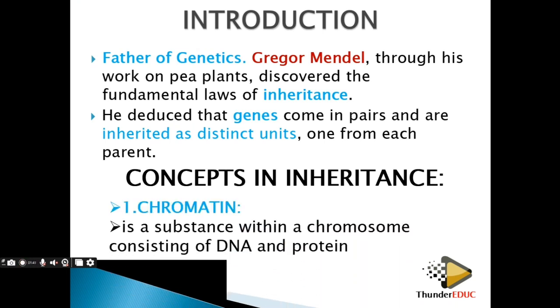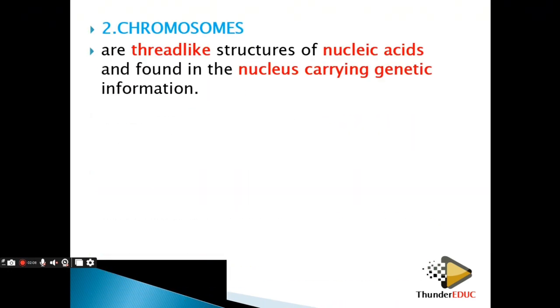The first concept that we come across in genetics is chromatin. Now, chromatin is a substance within a chromosome consisting of DNA and proteins. Remember that the DNA is tightly wrapped around the proteins called histones. These terms from term 1 are important for you to keep in your mind throughout because they are connected with this chapter.